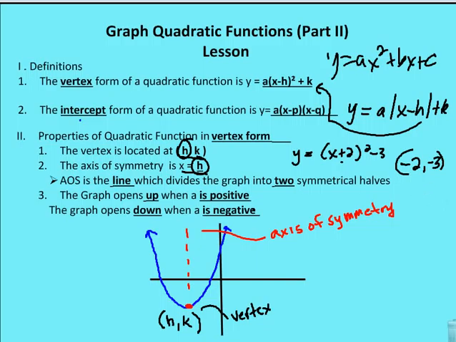So remember, the axis of symmetry is just that line that divides the graph of the parabola into two symmetrical halves. The graph opens up when a is positive. In this case, we have an a value that is equal to 1, and when it's 1, we don't state it. And it's a positive 1 because there's no negative sign here. So the graph, in this example, is going to open up.